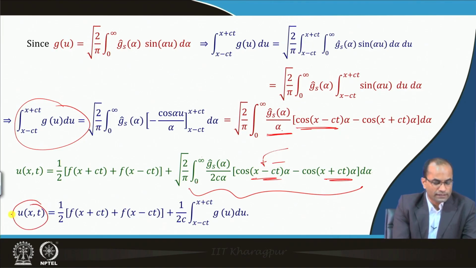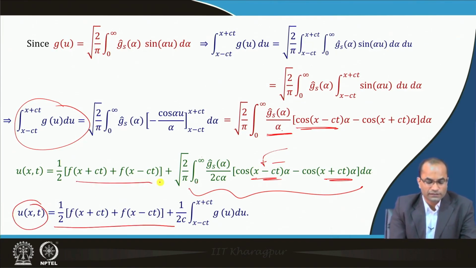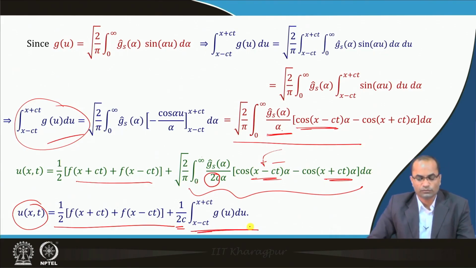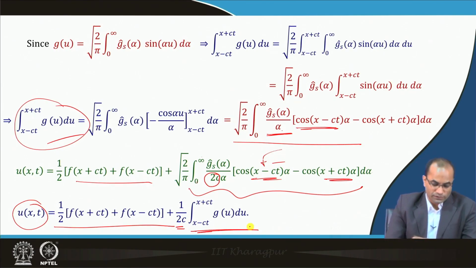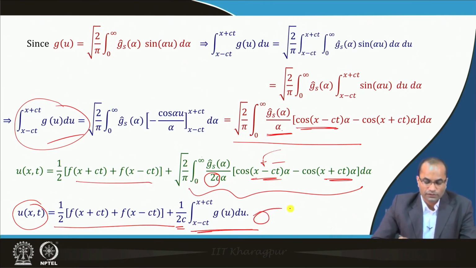So, u(x,t) is equal to half of f(x plus ct) plus f(x minus ct), and then we have here 1 over 2c, which will be coming from here, and the rest is the integral from x minus ct to x plus ct of g(u) du. So, this is the desired solution we got here in terms of g and in terms of f.